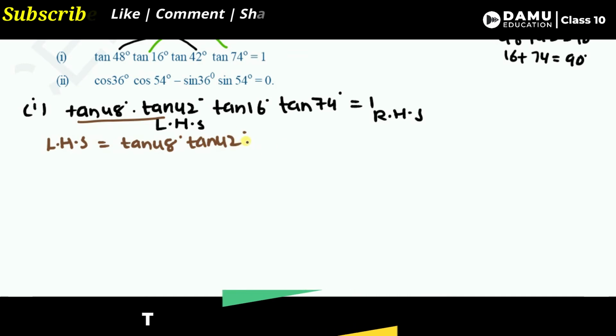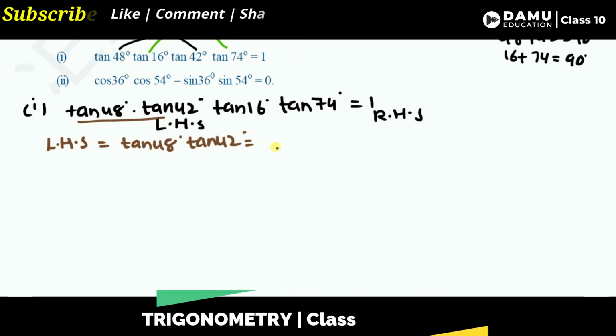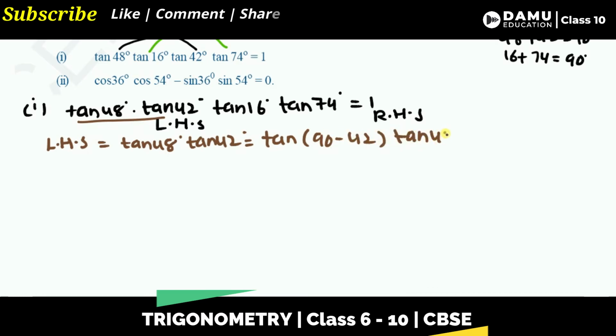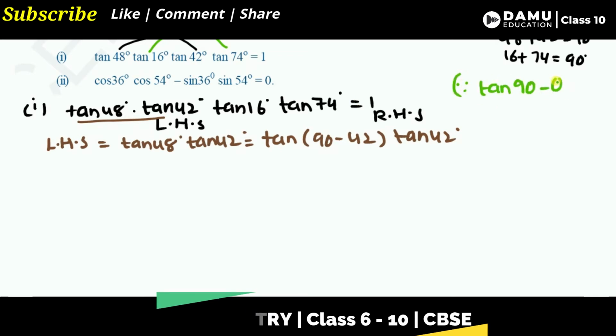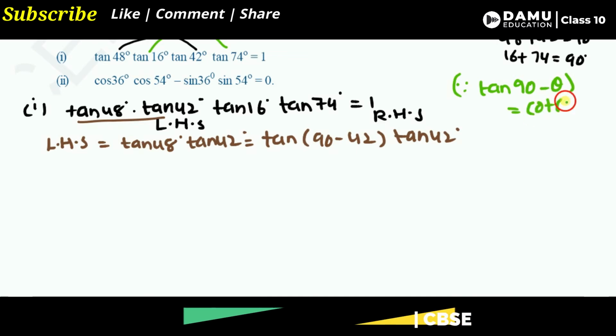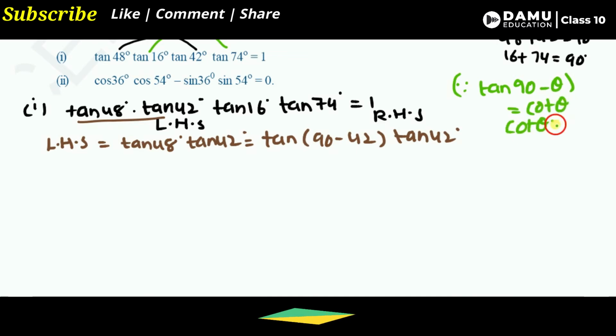So what answer will we get? Tan 48 into tan 42. Let's write tan 48 in the format of tan 90 minus 42, into tan 42 degrees. What is the formula for tan 90 minus theta? Tan 90 minus theta is equal to cot theta, and cot theta is equal to 1 by tan theta. We are going to use these formulas here.